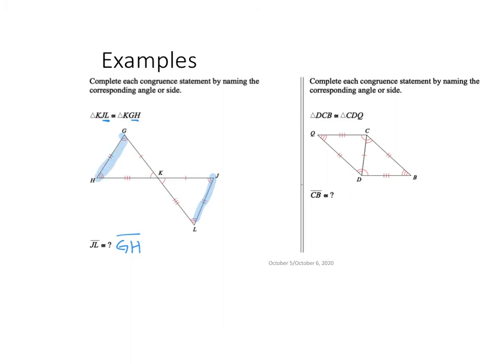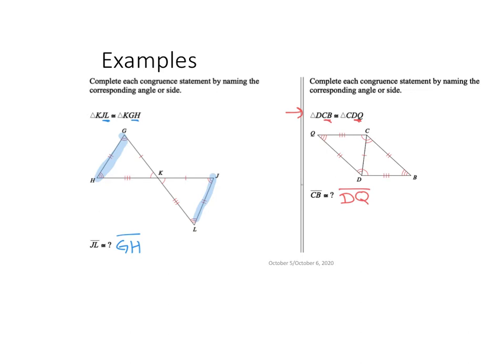Okay, so again, whichever way you look at it, either with the statement or the picture, they're going to mean the same thing. All right, with the next picture here, we have triangle DCB is congruent to triangle CDQ. So we want to know what's congruent to segment CB. All right, again, the second and third letter. So we're going to find the second and third letter, and that would tell us it's DQ. All right, and don't forget to put that segment line over the top. And let's double check with our picture.